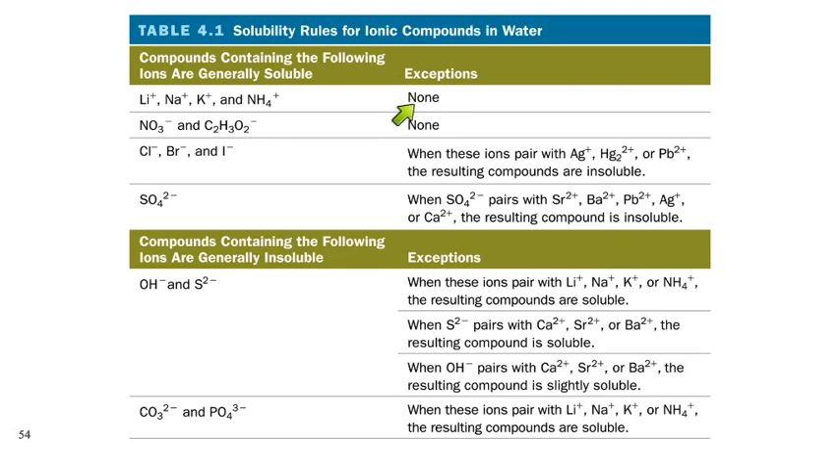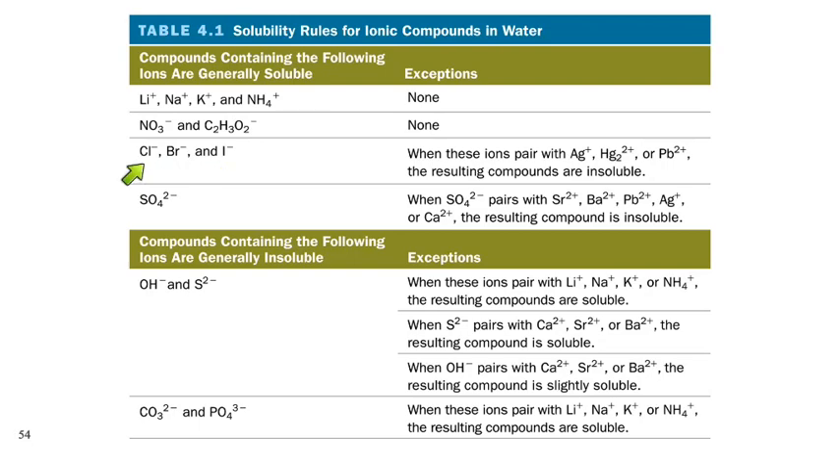There are no exceptions. So the best way to use this table is to start at the top and work your way down. So if you're looking at something like sodium phosphate, you see it has sodium in it. Sodium compounds are soluble, no exceptions. You don't need to look at the rest. It's soluble. Done. If it doesn't have one of those, see if it has nitrate ion or acetate ion. If it's got one of those, it's going to be soluble, no exceptions.